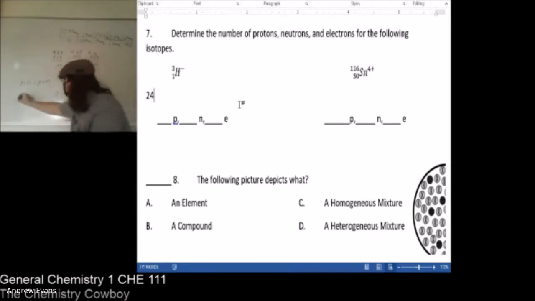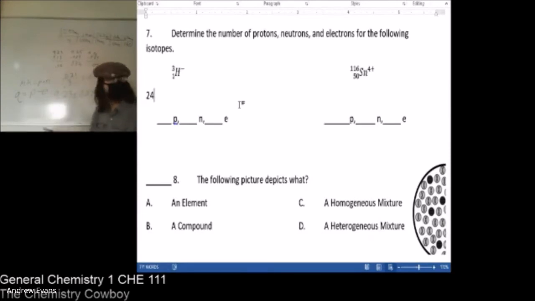And the charge, I'm going to put it as a Q, charge is equal to the protons minus the electrons. The charge is -1. So 1 minus what number would give us -1? 1 minus 2. So we'd have 2 electrons. So the correct answer for hydrogen is H, it would be 1, 2, 2.